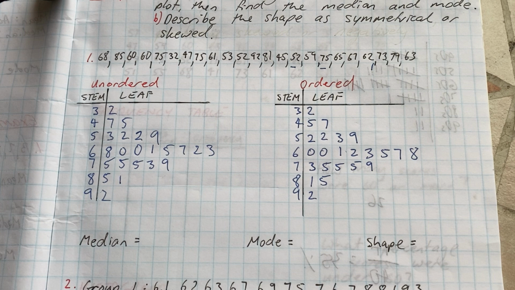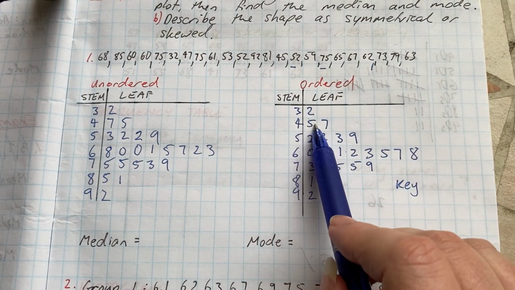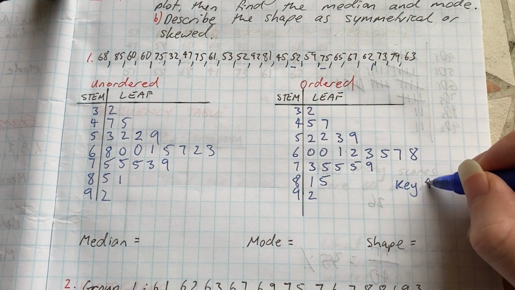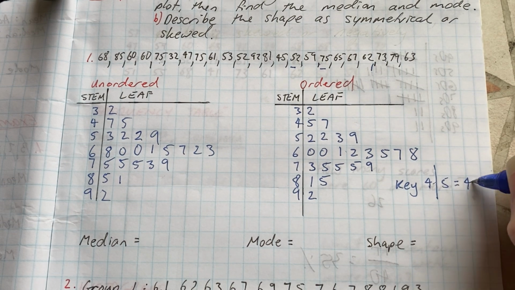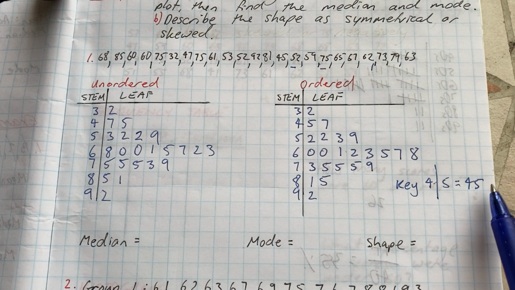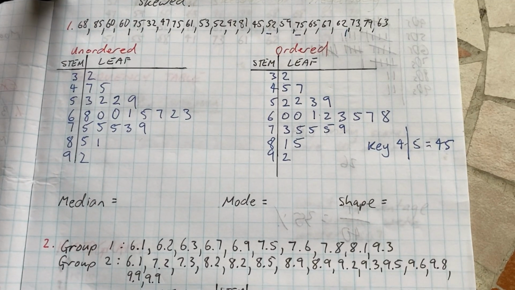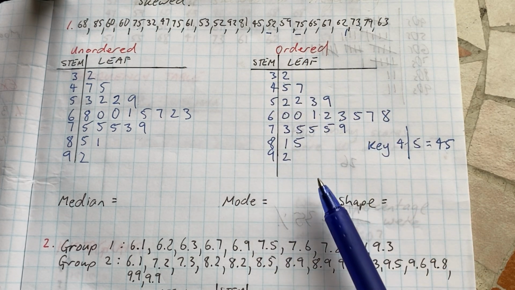Now, with both of those, we do need a key. Our key tells us that 45 means 45 and not 4.5 or something like that. So we say that 4 in the stem, 5 in the leaf is equal to 45. If we knew units, say that was ages of people, we would write 45 years. Now, to find the median, mode, and the shape, we will look at the ordered one.